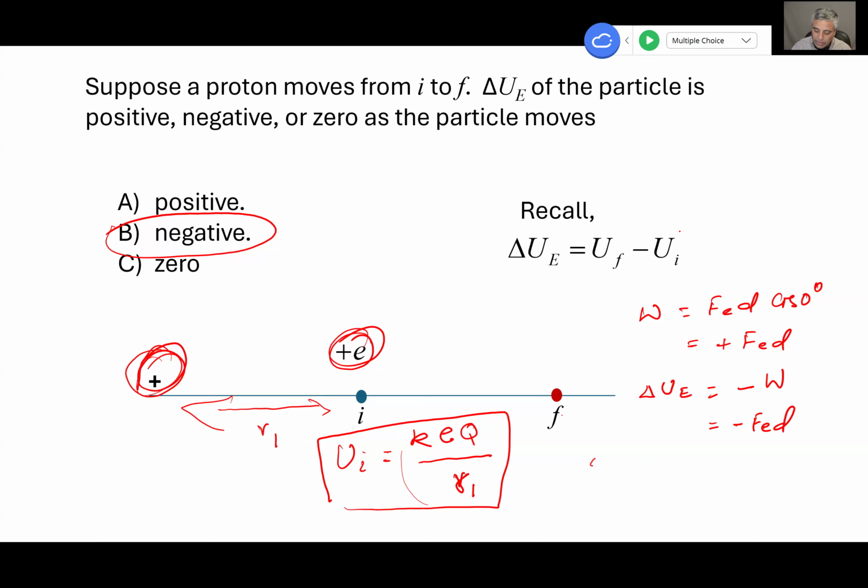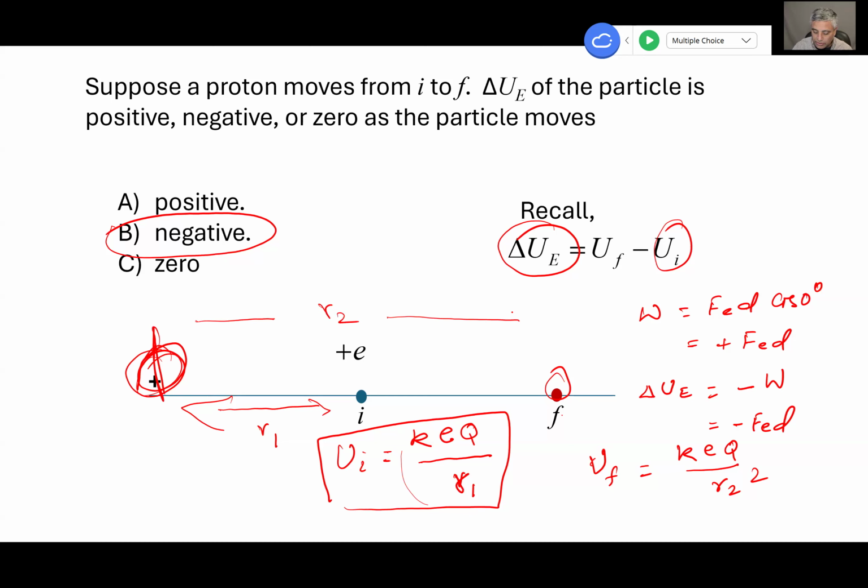The question is not about U_i. The question is about finding the change, so to find that, we need U_f as well. And again, it's going to be positive. K e Q over R2. Let's say the distance of this point from the source here is R2. So this is another way to look at it, okay? So now what happens here? This is also positive, and this was also positive.